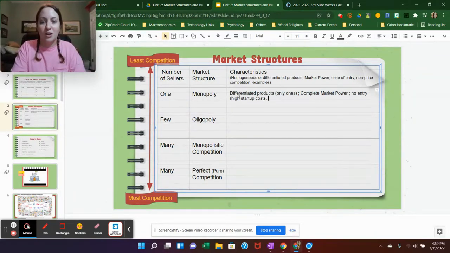So whether it be startup costs or maybe some patent. A patent is the right to have a monopoly from the government for a certain amount of time.